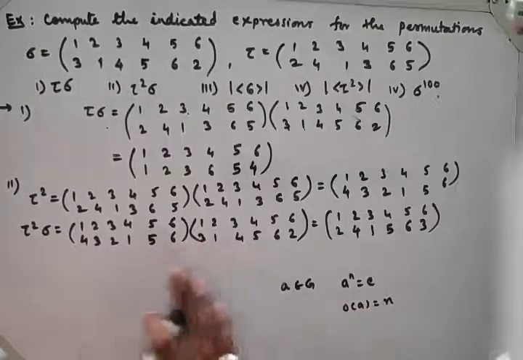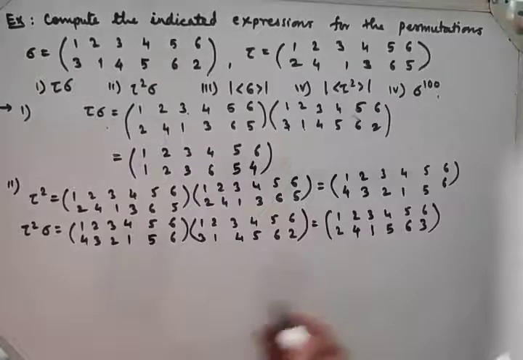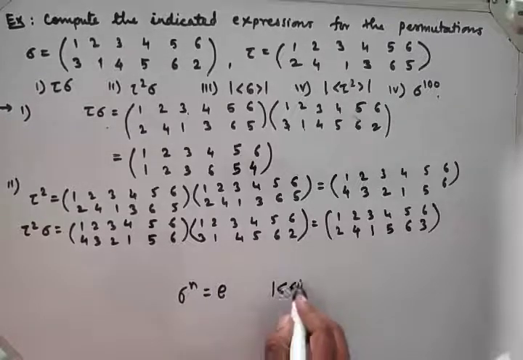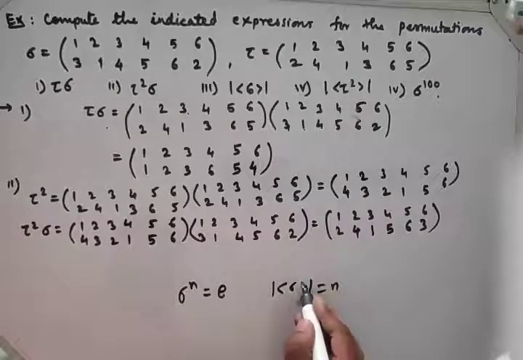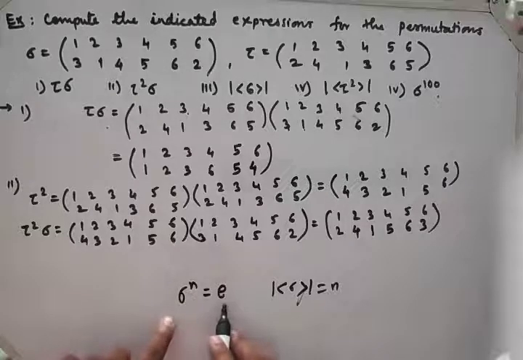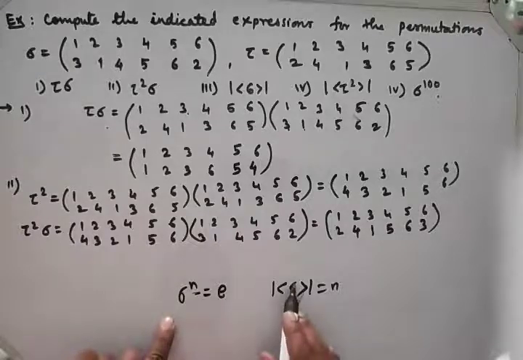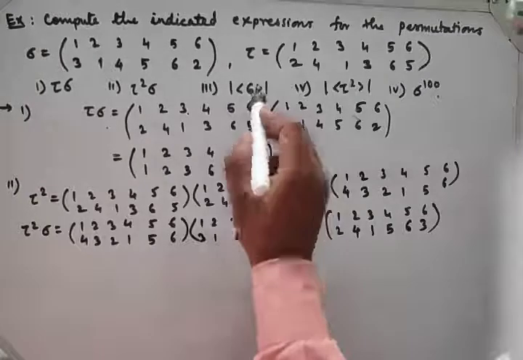So to find the order of a permutation, if the product of the permutation n times, sigma raised to n, is equal to the identity, then the order of that sigma is n. N is the smallest positive integer such that sigma raised to n is equal to identity, then the order of that sigma is n. So I have to find the order.